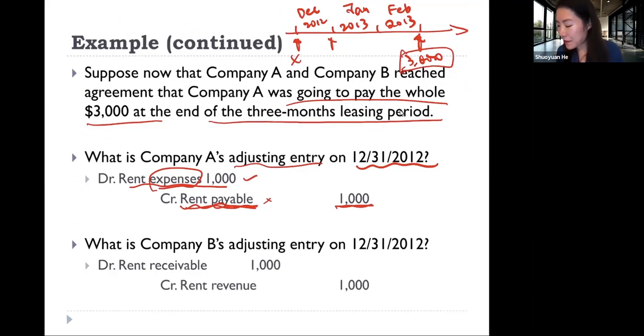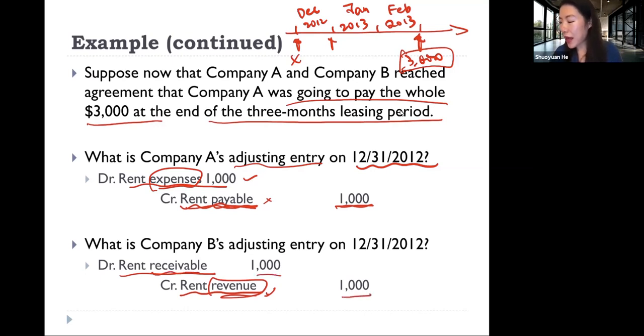Company B has already rented the building for 1 month. So company B can record rent revenue now because this is at the end of the month. 1 month has already passed. And then because company B hasn't received anything yet, this is a receivable for company B. So company B records rent receivable for 1,000.